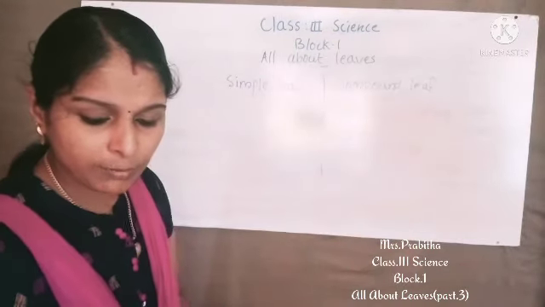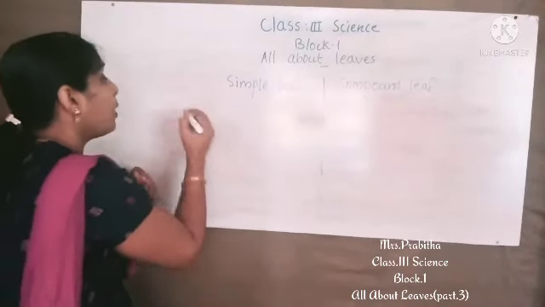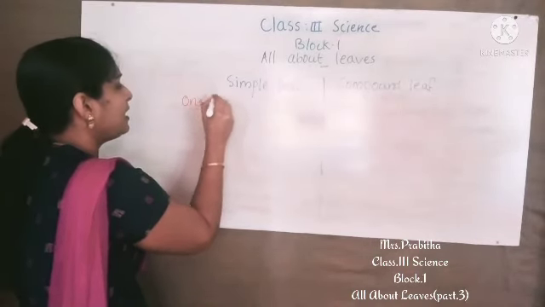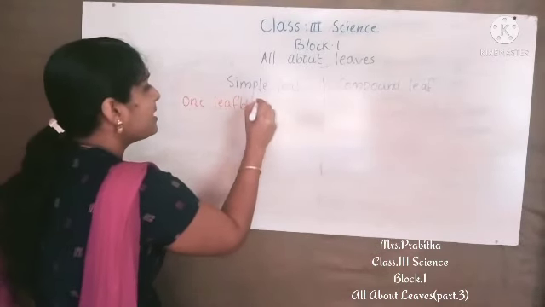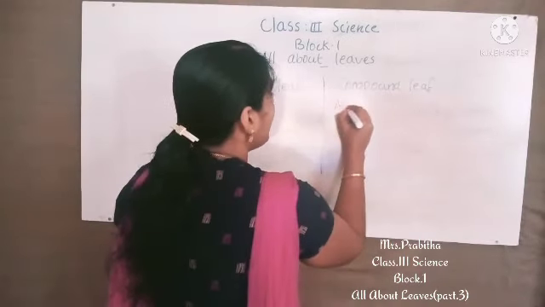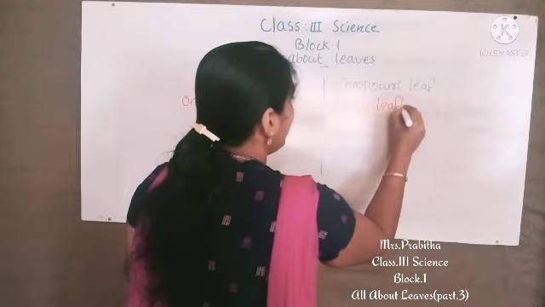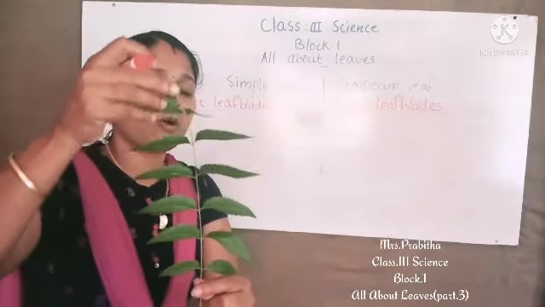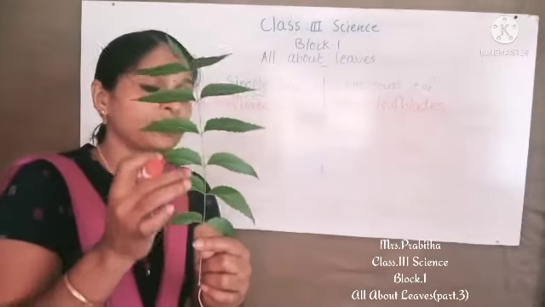So how is a simple leaf different from a compound leaf? A simple leaf has one leaf blade, or we can say a single leaf blade. A compound leaf has many leaf blades. So in the compound leaf you can see many leaf blades are there, right?